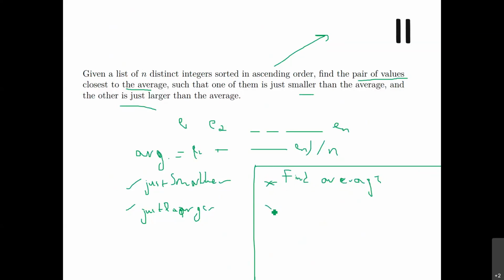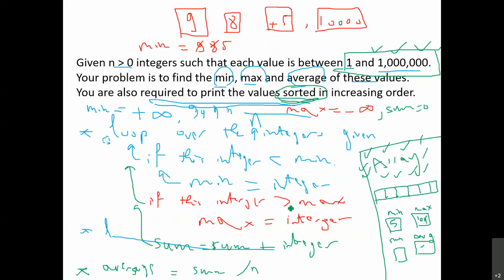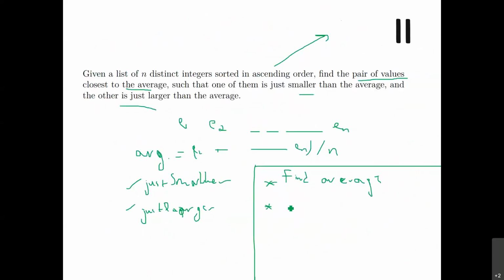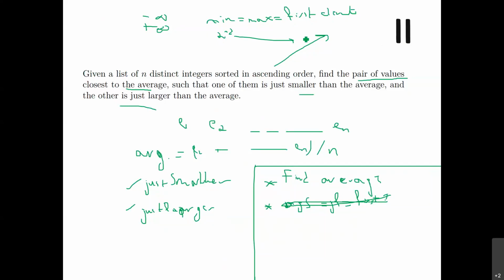Okay. Then you can do 2 things. You can either do like what we did with the plus infinity minus infinity with the min and max. If the idea of minus infinity and plus infinity bothers you, you can just say, min equals max equals the first element. And then you start looping from the second element forward. That's fine. Instead of minus infinity and plus infinity, you just give it the first element and you keep comparing with the rest of the elements.